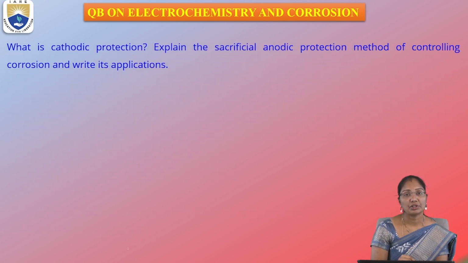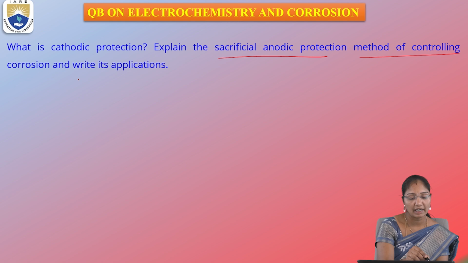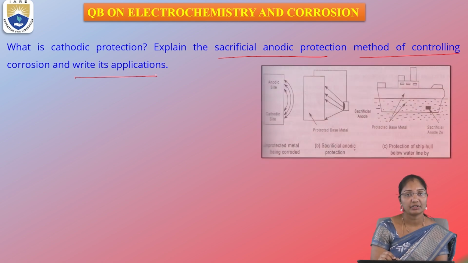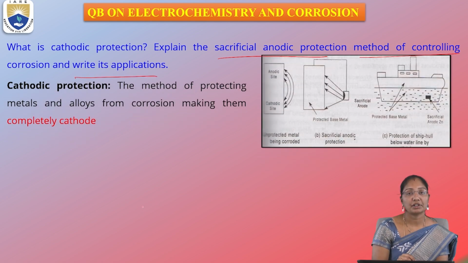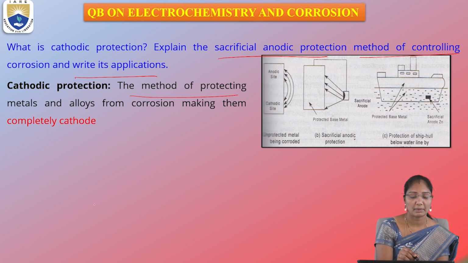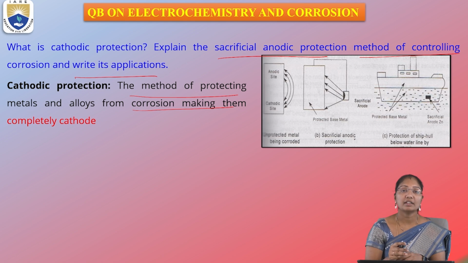So what is cathodic protection? Explain the sacrificial anodic protection and method of controlling corrosion and its applications. Here, cathodic protection means the method of protecting metals and alloys from corrosion by making them completely cathode. Generally, this corrosion starts from the anode, because it is going to oxidize and release electrons.